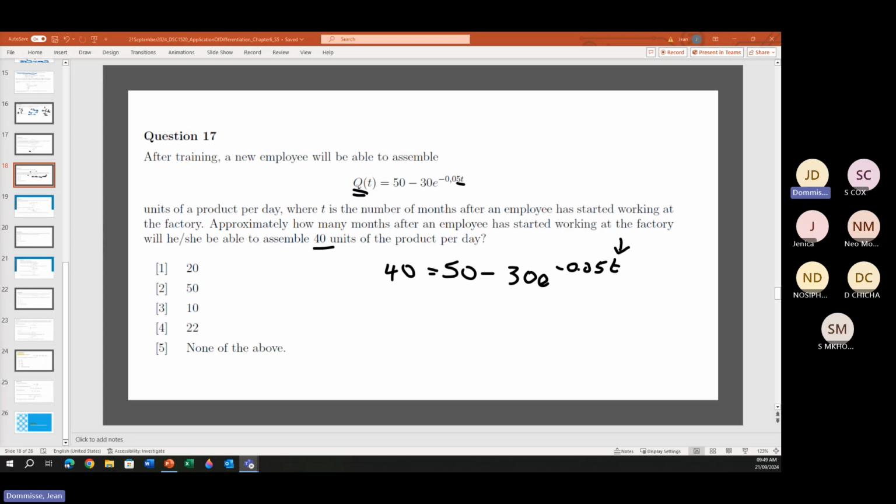But actually, it's none of the two. You must just actually solve the t value. Okay, so then the 50 will go over to the left. So 40 minus 50 will be minus 10. Minus 10 is equal to minus 30 e to the power of 0.05t. Then we will divide on both sides with minus 30. So minus 10 divided by minus 30, that will basically become a third.